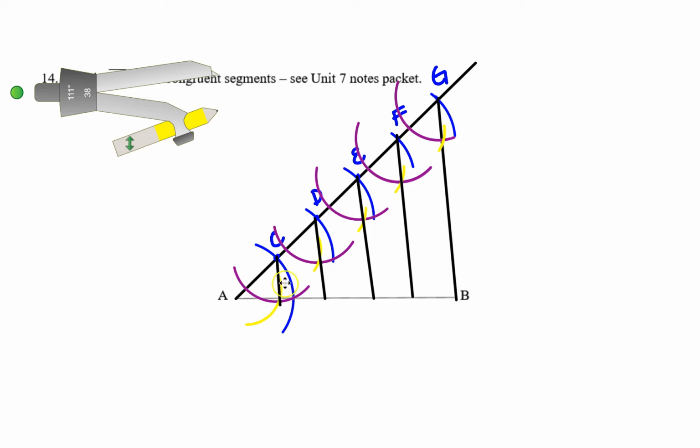Okay, so each of these line segments, because I copied essentially a bunch of corresponding angles and they're all congruent, I've created a bunch of parallel lines. So by doing so, each of these segments is now congruent. So I have taken segment AB and broken up into 1, 2, 3, 4, 5 congruent segments.